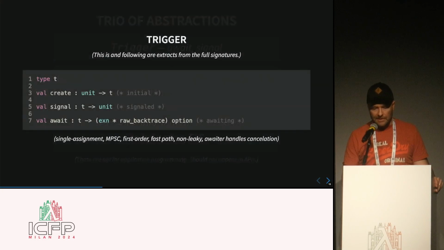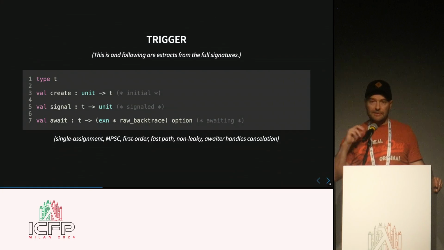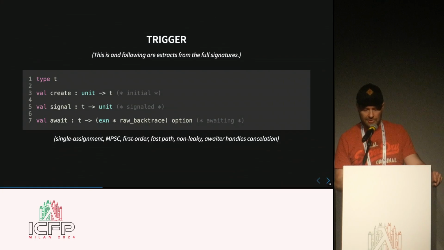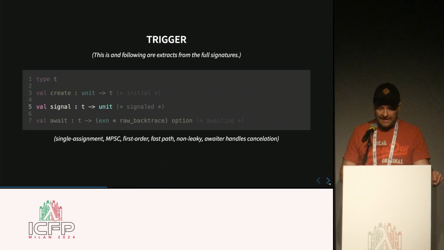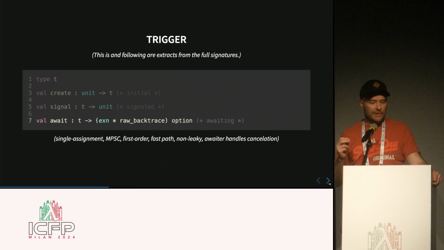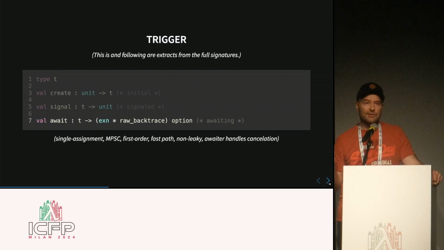And in a bit more detail, here's an extract from the trigger signature. So we can see that it's a simple monotype. We can create triggers, and the idea is that you can then insert that trigger into some concurrent data structure, and then some other fiber or whatever can find the trigger from there and signal it. And we can also, as the owner, await on the trigger.